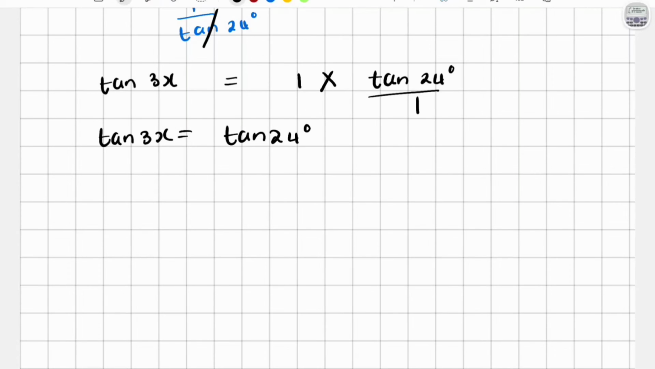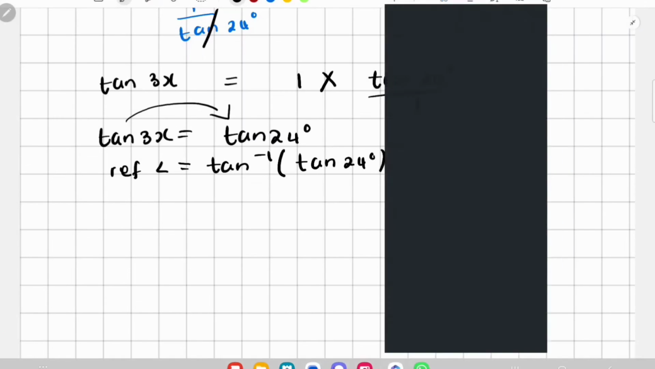To find the reference angle first. Reference angle. It's kind of like solving for 3x, but not really 3x yet. Okay, just the reference angle. You would take tan over. When you take tan over, it becomes the second function of tan. Shift tan of this number, which is tan 24 degrees. Now let's see what happens when we do that.